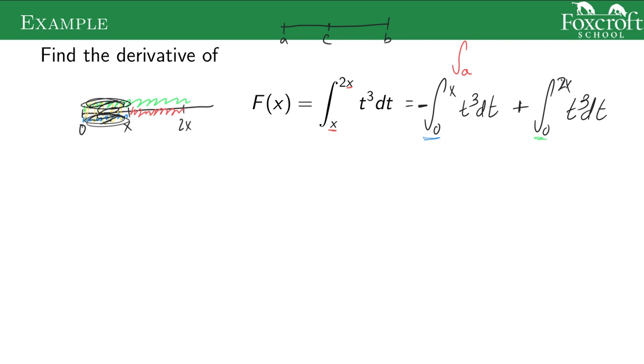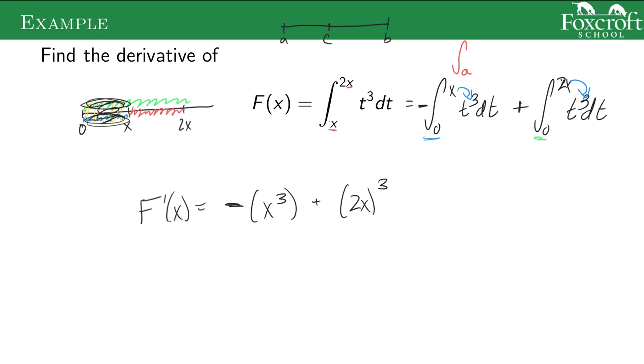So this is where the fundamental theorem of calculus can get a little bit more complicated, when you have a number on the bottom and the top. But not for this, it's just the same. F prime of x. When I do derivatives, I just plug this number in. And so I'm going to have this negative sign that sticks around. For this one, I'm just going to have x cubed. The next one, the 2x is going to go in for t, so I'm going to have 2x cubed.